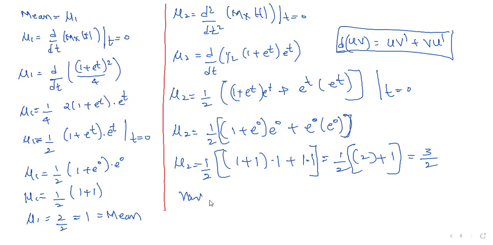Now, variance of x equal to mu2 minus mu1 whole square. This is 3 by 2 minus 1. What is the value of 3 by 2 minus 1? This is equal to 1 by 2. 3 by 2 minus 1 is 1 by 2. So this is the mean and variance for this example. We'll go for the next example.